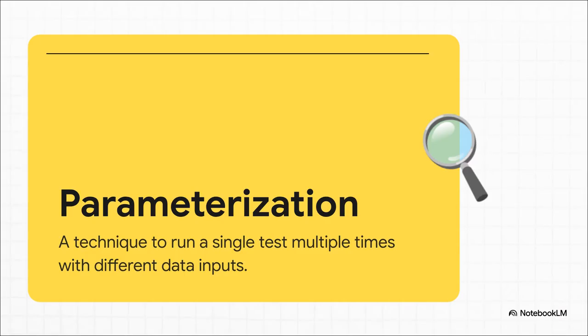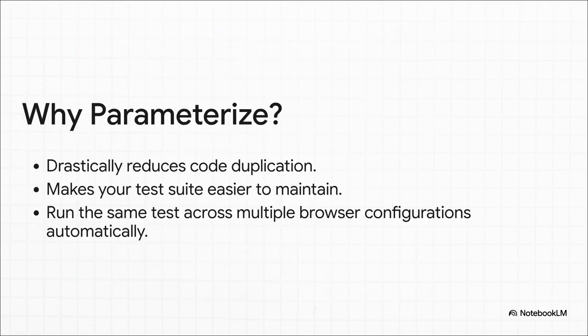So what exactly is parameterization? Well, to put it simply, it's a technique that lets you run one single test over and over again, but each time with different data. So instead of writing a whole new test for every little variation, you write one single, smart test that can handle all of them. And the payoff for doing this is huge. First off, it absolutely crushes that code duplication we were just talking about. Right away, your test suite is cleaner and so much easier to maintain.